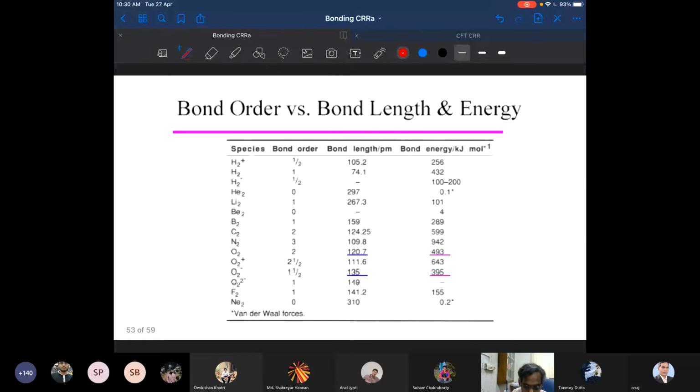Okay. Now I put this in the table. We are not going to read all that. Typically, we'll see here. Now you see here oxygen, oxygen, oxygen, and then you have a bond order of 2. Okay. Now we have a bond length of 120 picometer. Now bond energy of 493 kilojoule per mole.